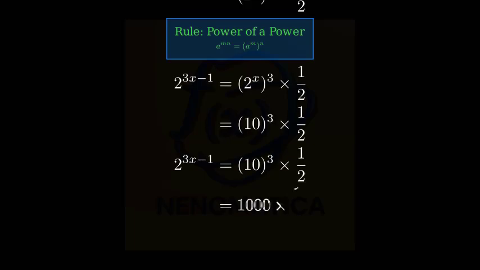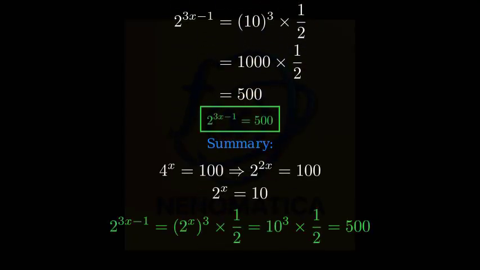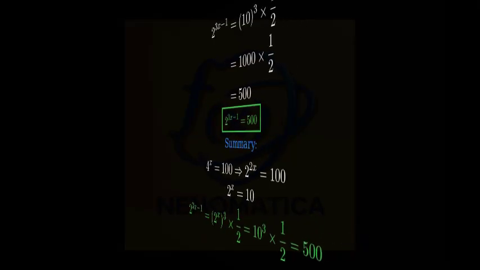10 cubed equals 1,000, and 1,000 divided by 2 equals 500. Therefore, the value of 2^(3x-1) equals 500. To summarize, we first found that 2^x equals 10 by rewriting 4^x as 2^(2x), and then using that information to calculate that 2^(3x-1) equals 500.